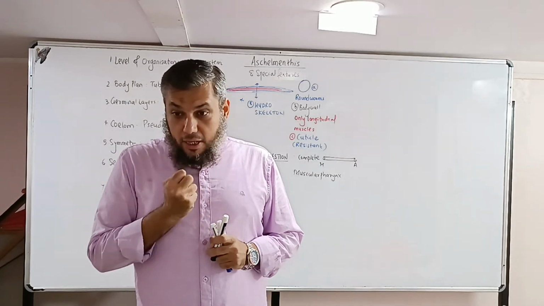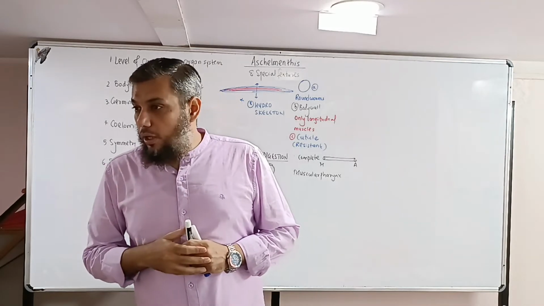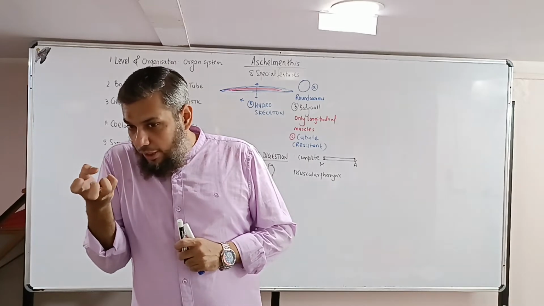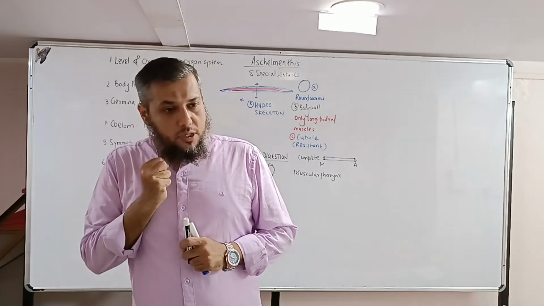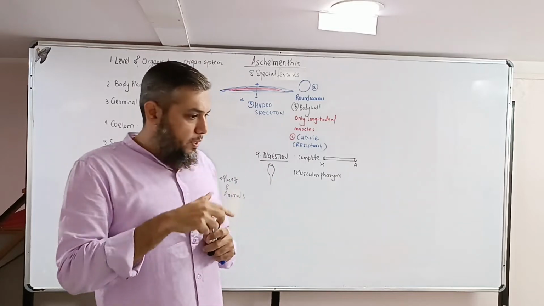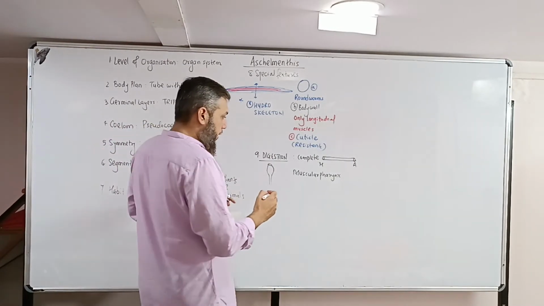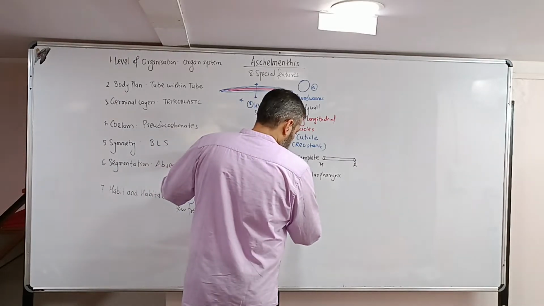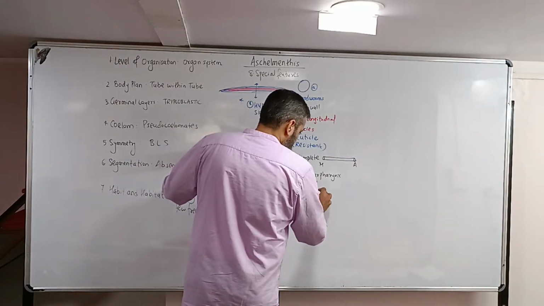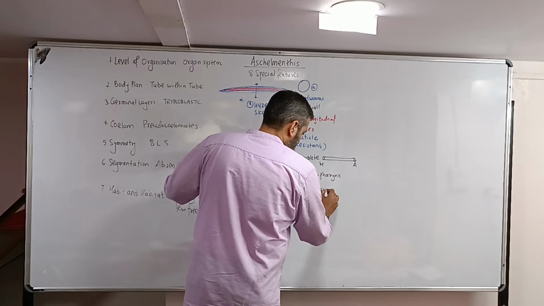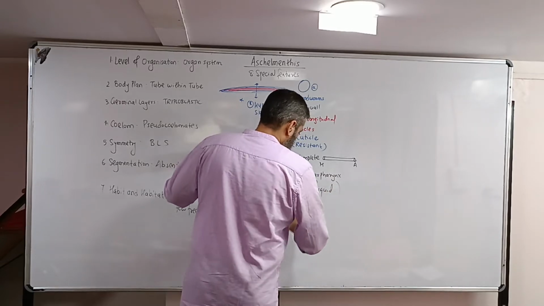So how do they take in the fluids? They have a muscular pharynx. When the pharynx contracts and relaxes, it will suck the liquid inside. That is why they show the presence of a muscular pharynx. So what does the muscular pharynx help them to do? It helps them to suck liquid.